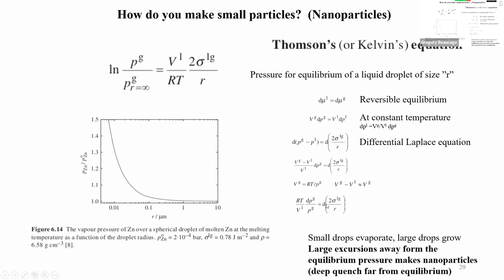And then still the derivative of the Laplace term over here. Integral, that's ln of the P, so ln P_G over P infinity. It's going to be this V over RT times the Laplace term, right? Which gives you this definition that if you want to make small particles, you have to have a deep quench in terms of the pressure. There's going to be an exponential of the particle size, 1 over the particle size versus the pressure quench.